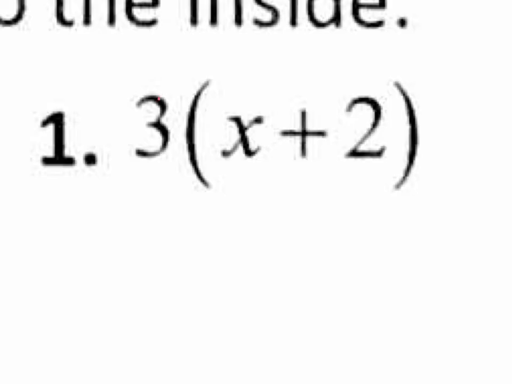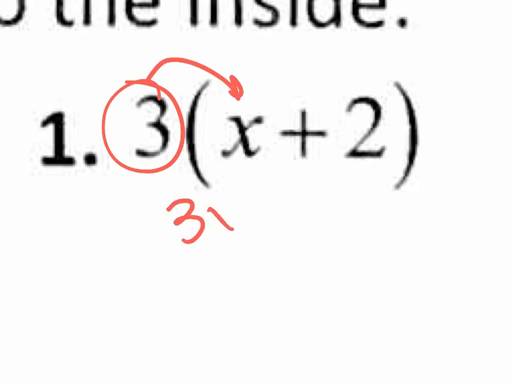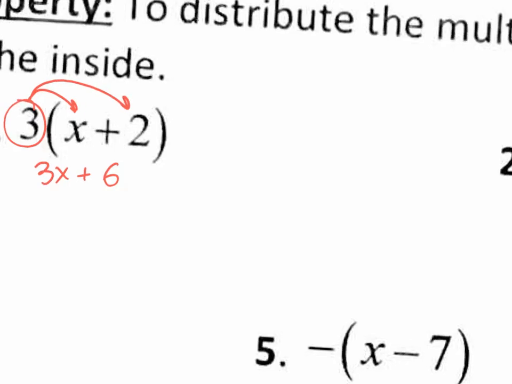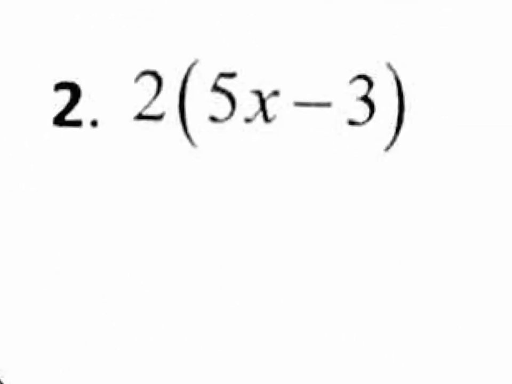Whenever I distribute, I like to circle the term that I'm going to distribute and draw arrows. 3 times x is 3x. 3 times 2 is 6, and there's a plus sign between it. Or another way of thinking of it is 3 times, and include that plus with the 2. Say 3 times positive 2 is positive 6. But you put that positive as a plus sign, which is the same thing. So all of these are distributive property examples.